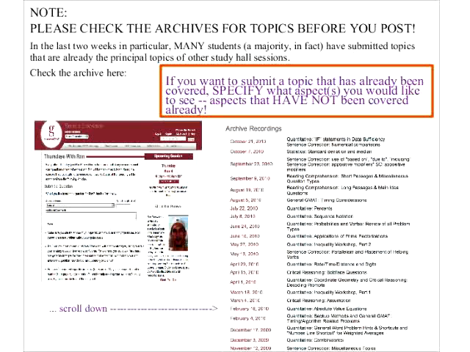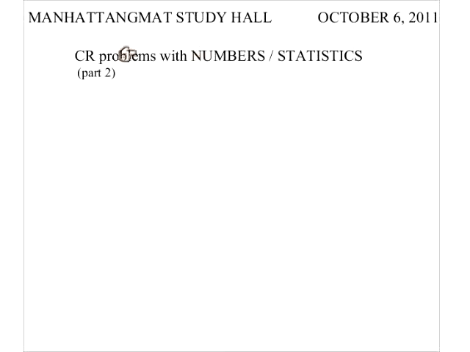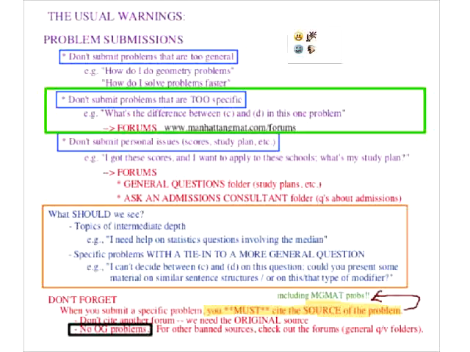Okay, that is it for the preliminaries. For those of you who are just arriving, here is another quick glance at the topic. It's a continuation of last week's topic, critical reasoning problems with numbers and statistics. So without further ado, let's go ahead and jump into it.